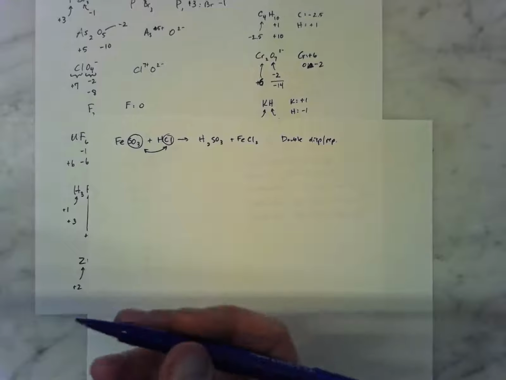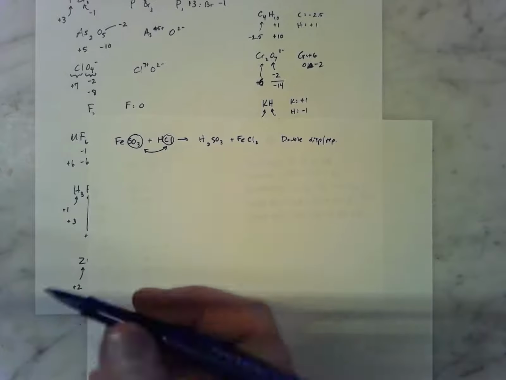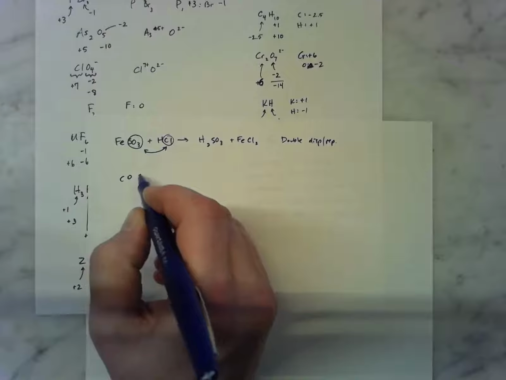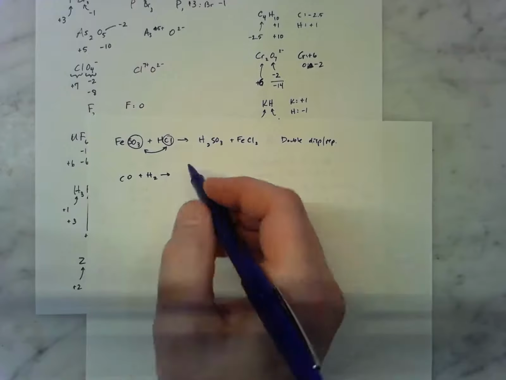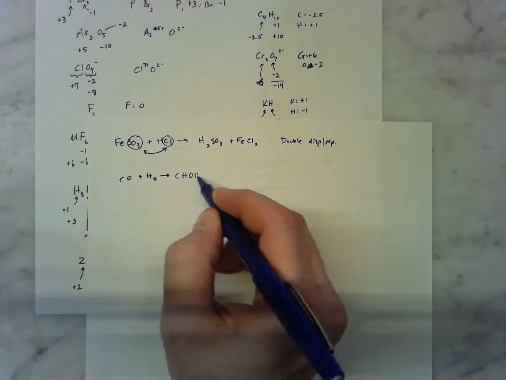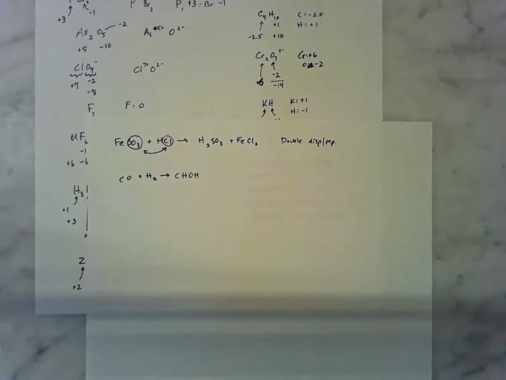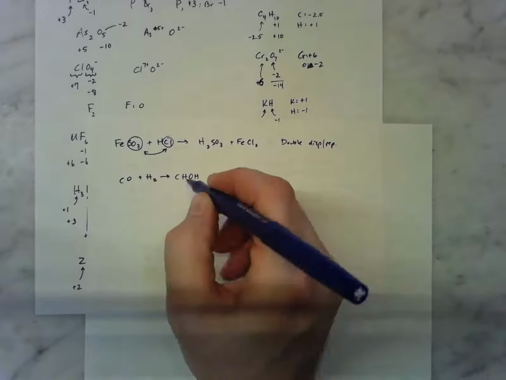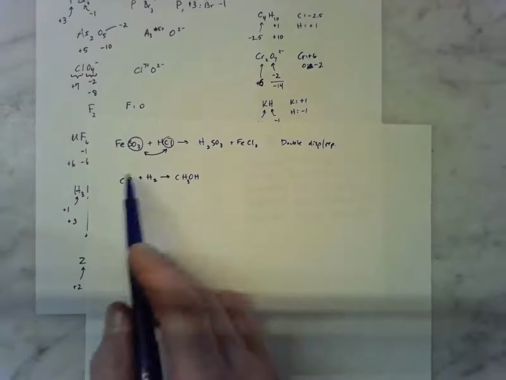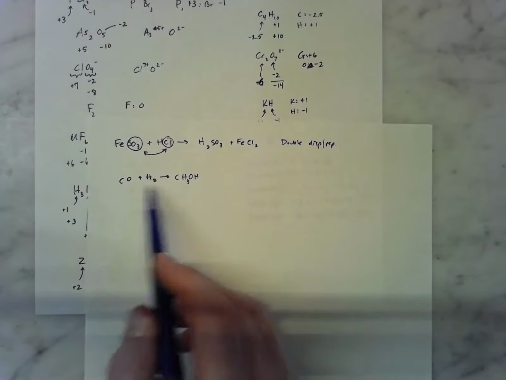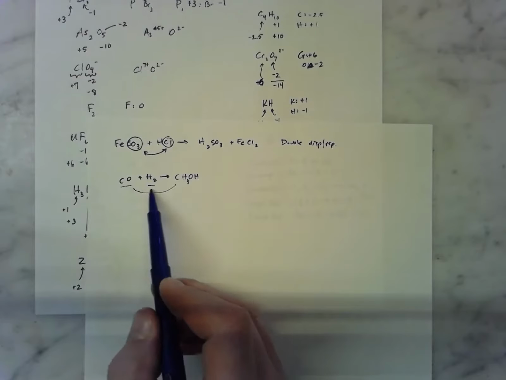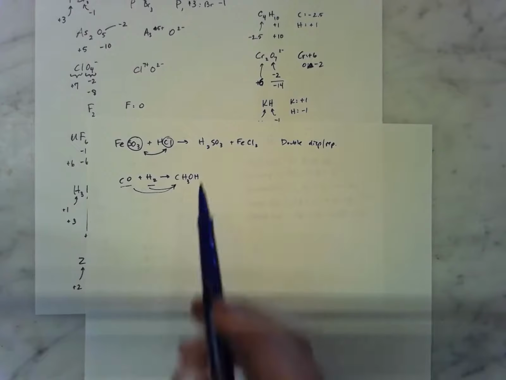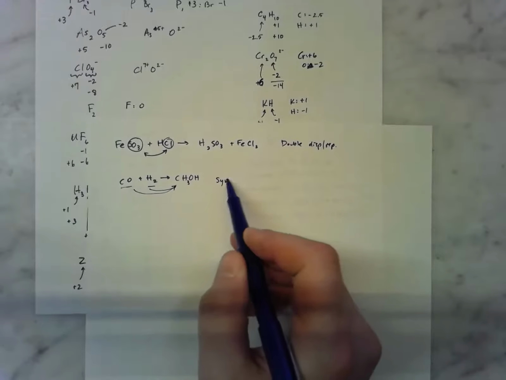Okay. 3, it tells you it's combustion. 4, carbon monoxide and hydrogen become CH3OH. Okay. Well, what's going on there? This is not as clear cut, but this is a synthesis reaction. We've got smaller molecules that are combining to make a larger molecule. Okay, so that's a synthesis reaction.